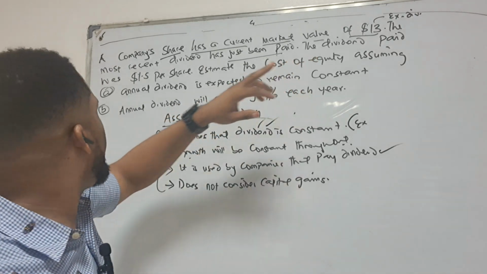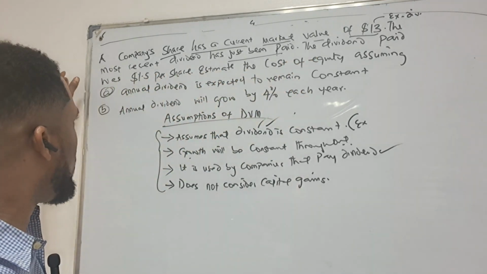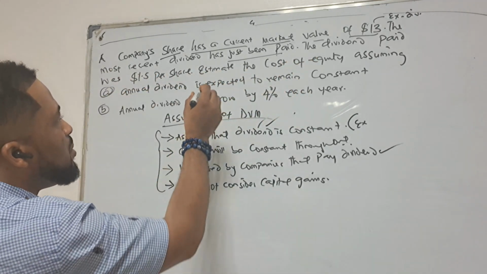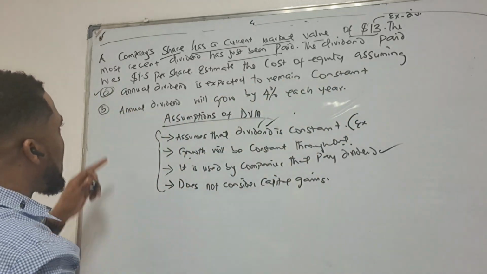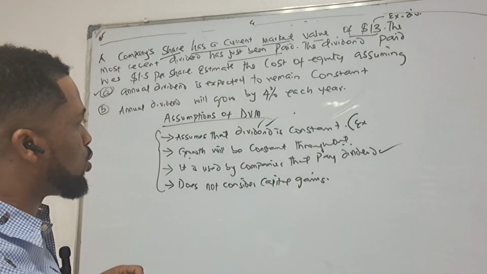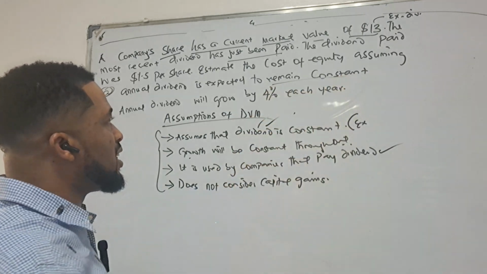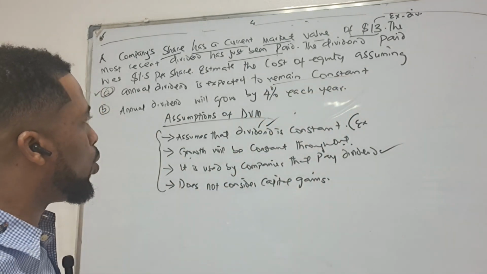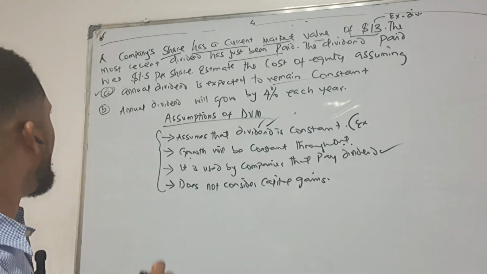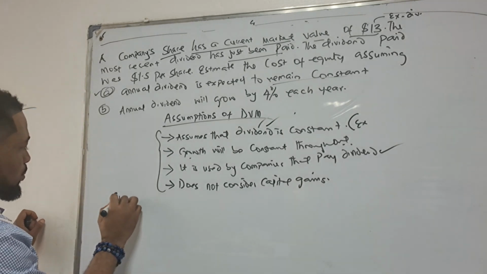They said the dividend paid was $1.5 per share. Estimate the cost of equity, assuming, in the A part, that annual dividends are expected to remain constant, that is, there's no growth. And the second one says where annual dividend will grow by 4%. All right, so let's look at the A part.